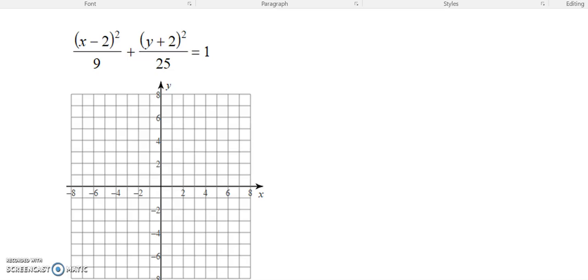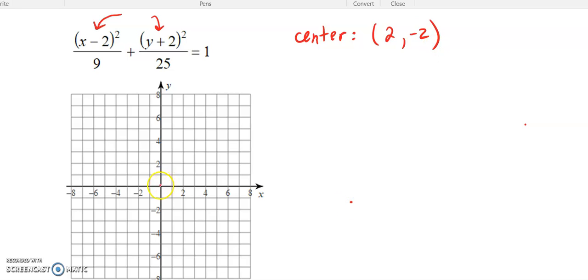So, very similar to the circle, finding the center of the ellipse is looking at the numbers inside of the parentheses, and it's always the opposite values. So in this case, the center is going to be the opposite of the x, which is 2, and then the opposite of the y, which is negative 2. So I'll go over 2, down 2, and there's my center.